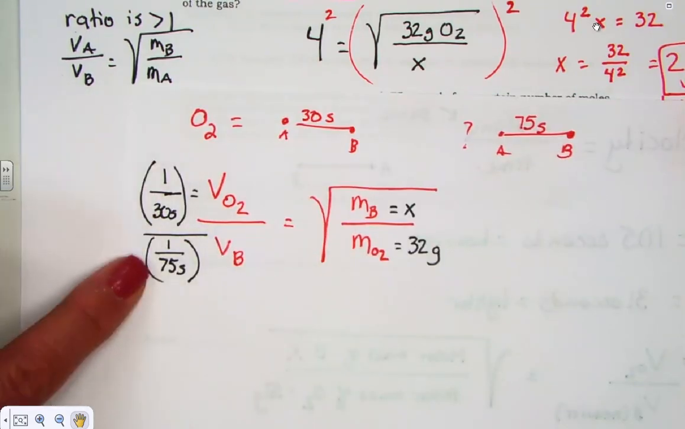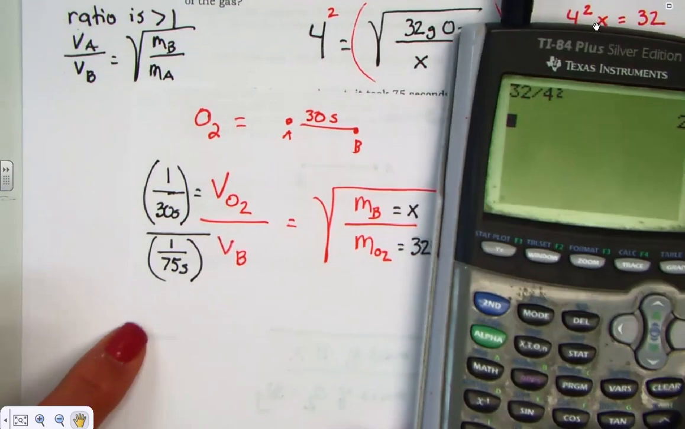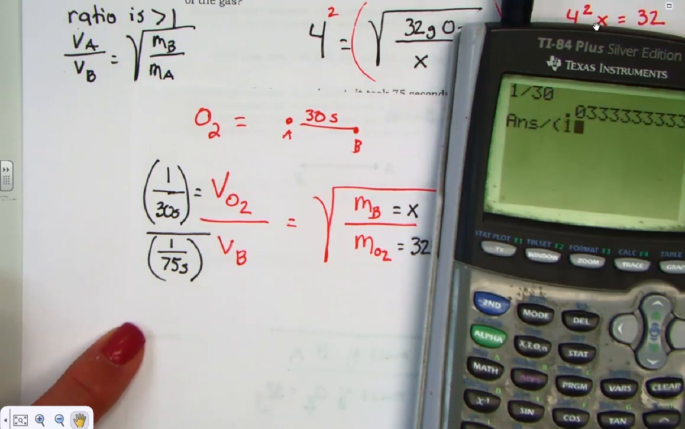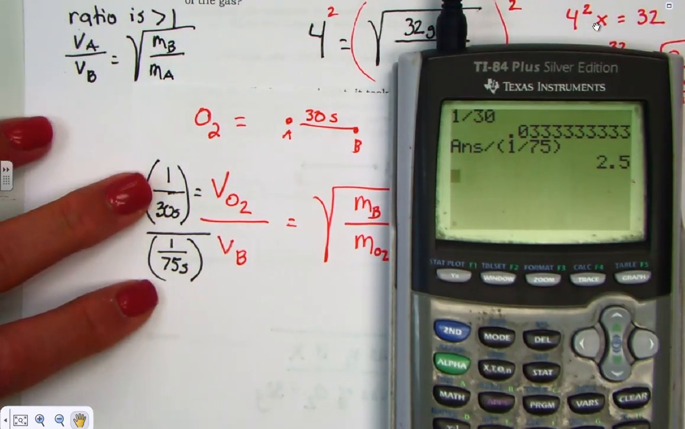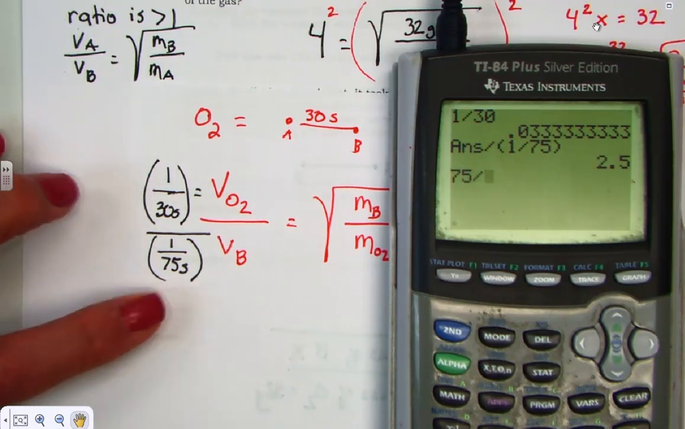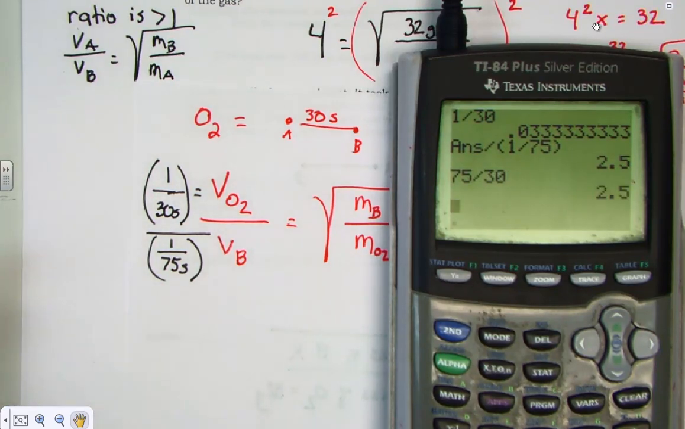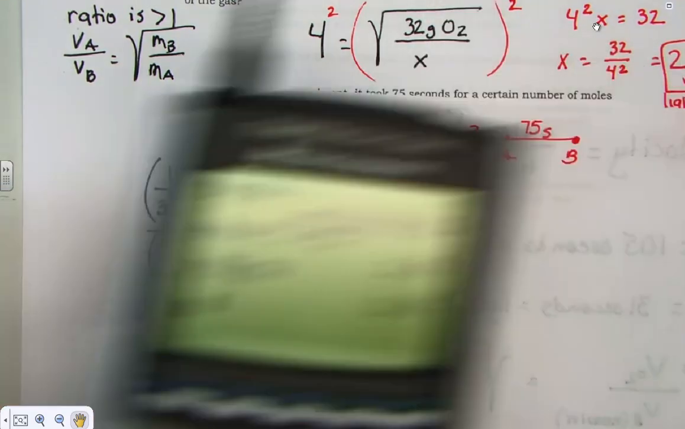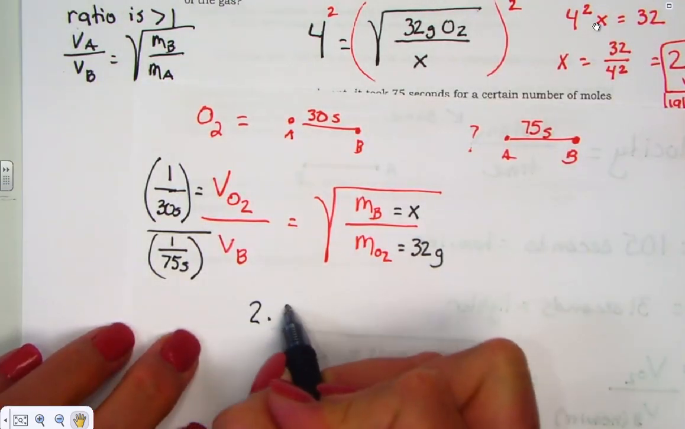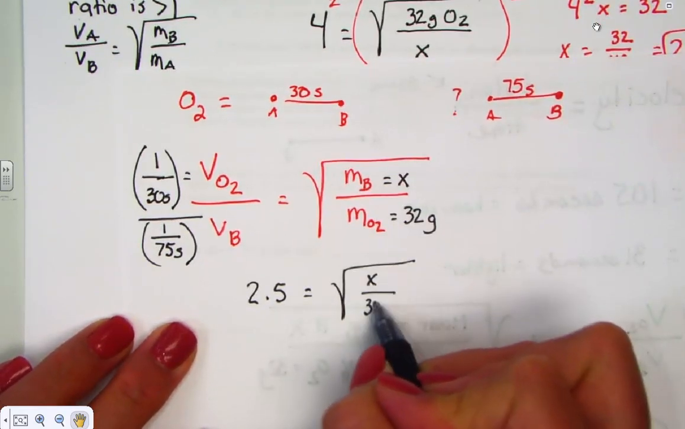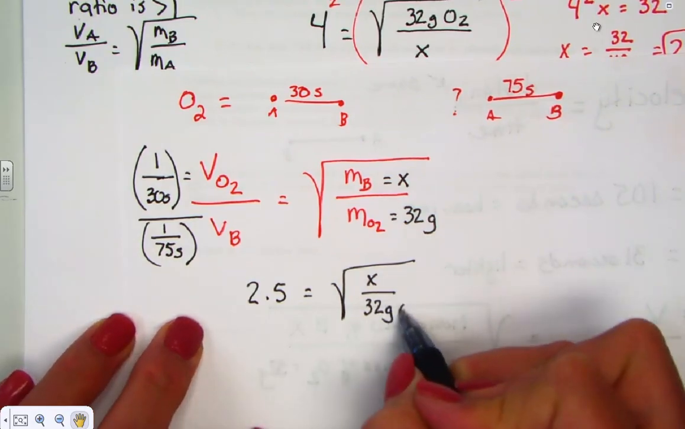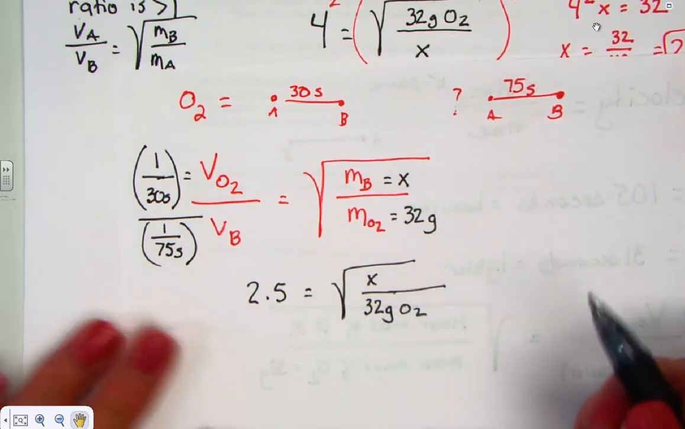Let's simplify what we have on the left-hand side. We could hit 1 divided by 30 divided by 1 over 75, and we get a number, 2.5. Those who can simplify algebra quickly could do the same by simply taking 75 over 30 and get the same answer. So whatever works best in your head, simplify the left side and we get 2.5. That's the ratio of velocity, which is equal to the square root of the heavy over light, which we know to be oxygen. Its molar mass is 32.